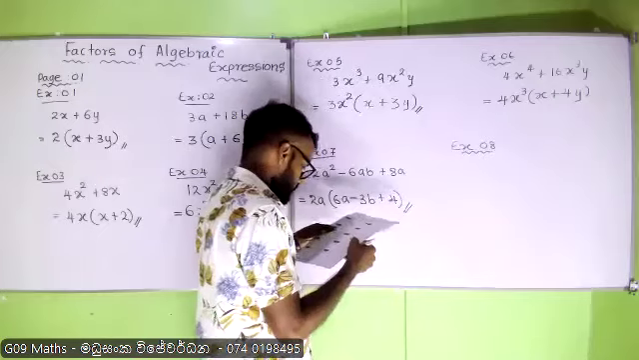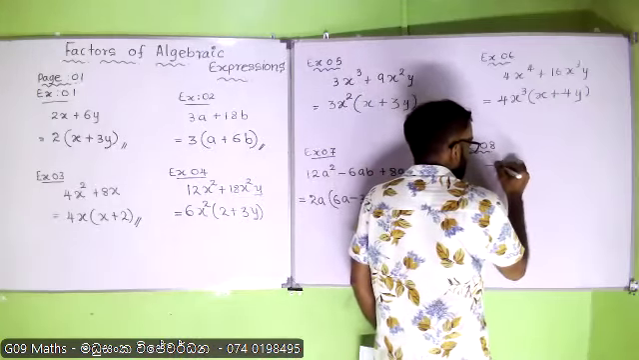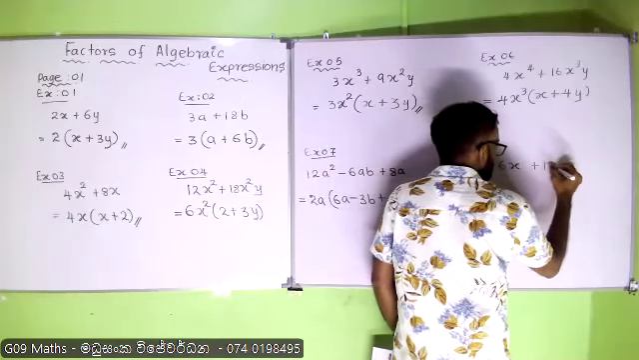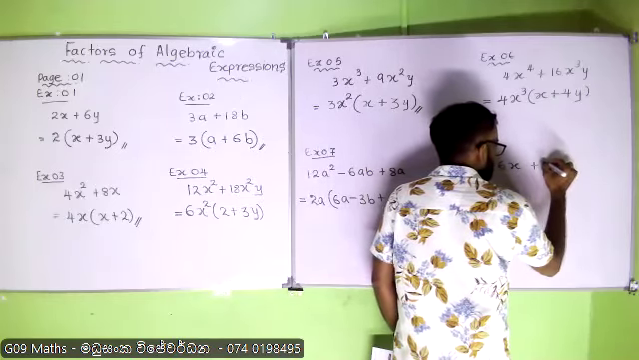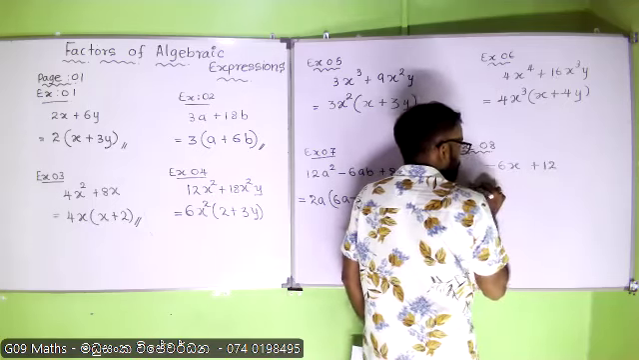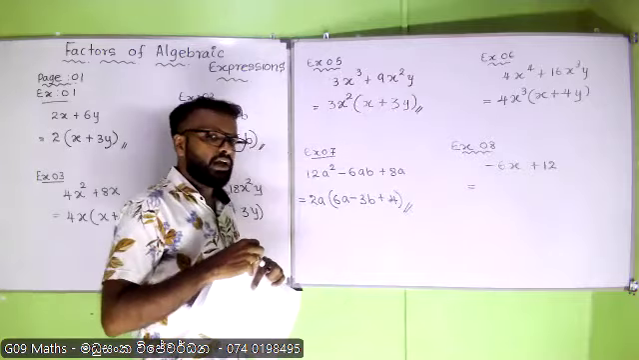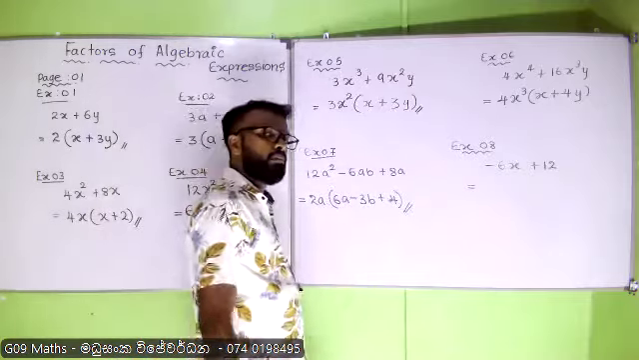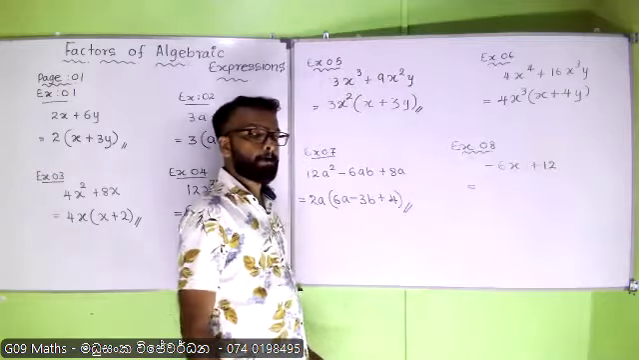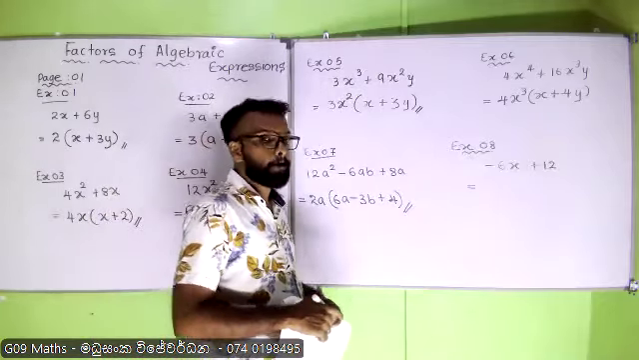Example number 8: minus 6x plus 12. Can anyone tell me what is the numerical value that you are going to take out from the bracket of example number 8? 6, 12. What is the numerical value? Minus 6?